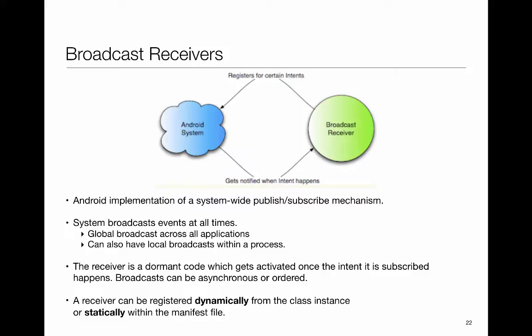The receiver itself is like dormant code which will only get activated once the intent it is subscribed to happens. The broadcast can be either asynchronous or ordered, and there are two ways for you to register a broadcast receiver in an application. You can either do it dynamically in the code or statically in a manifest file, which I will show you in a second.